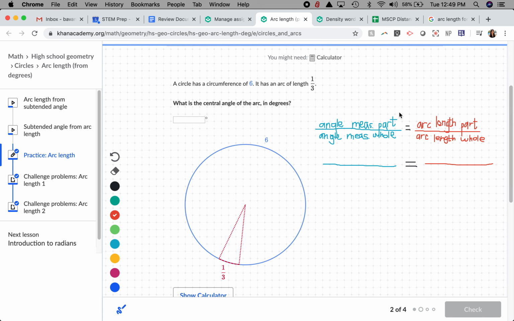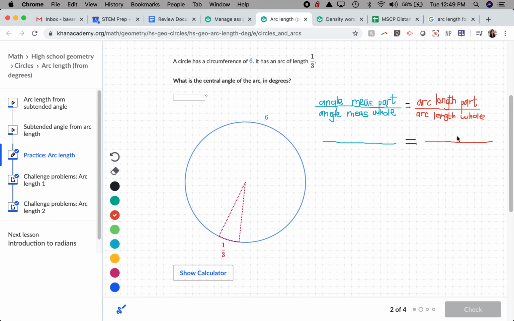On the left side of my ratio, I have the fraction that talks about angle measurements. On the numerator, we are talking about the part, so only the small part of the circle we're talking about, and we are talking about the angle measure of the whole circle. On the right side of my ratio, we're talking about arc length. On the numerator, just like the blue fraction, we're talking about the part, so the arc length of this small part right here of the circle. And in the denominator, we're talking about the arc length of the whole circle, which is basically its circumference.